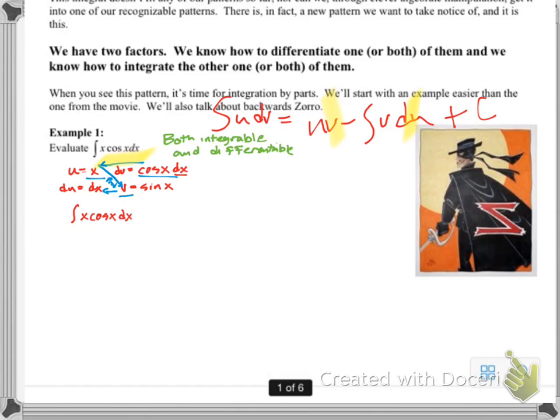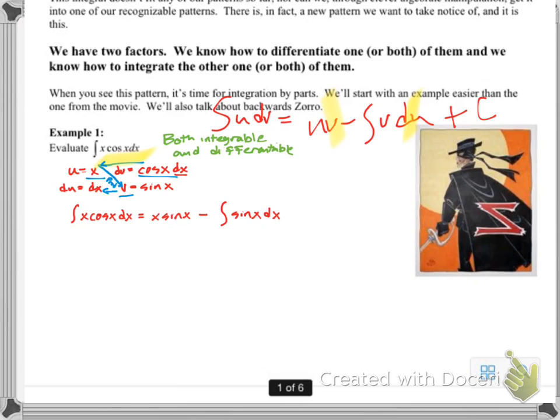And you've got yourself a backwards Zorro. So the integral of x cosine x dx, the original, is equal to x sine x minus the integral of sine of x dx. If I put uv back in, that's sine of x and x, minus the integral of v, our sine of x, and du is dx. This is a pretty slick one.